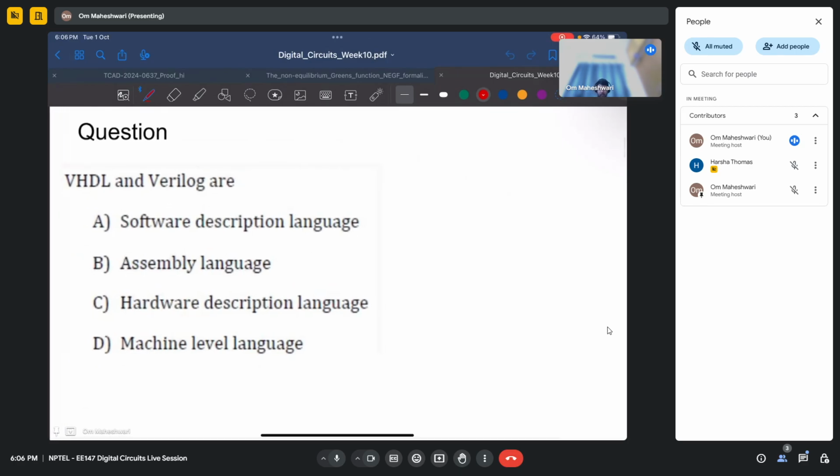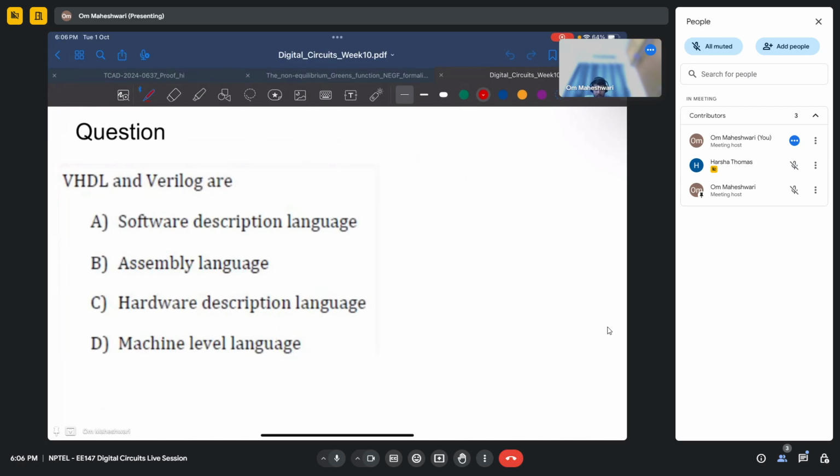Okay, so the first question is: VHDL and Verilog are A. Software description language, B. Assembly language, C. Hardware description language, D. Machine language. Right, so Harsha, you have given the right answer. It is hardware description language. So HDL, and the HD in VHDL itself, stands for hardware description language.